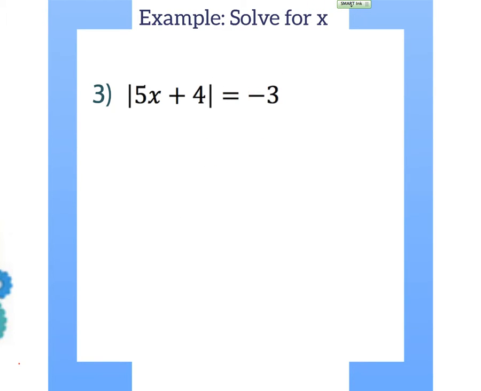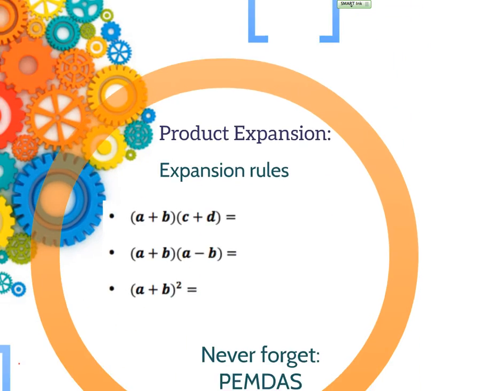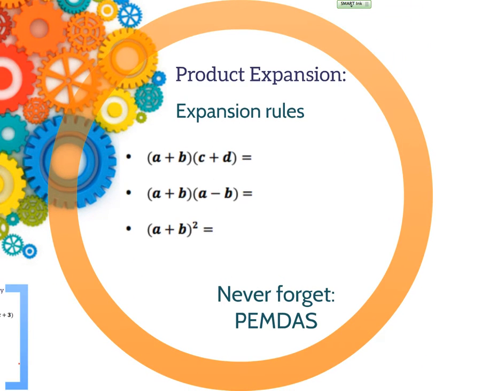Any absolute value questions? Because we're going to move to product expansion next. So product expansion is really just FOIL. You guys remember FOIL? First, outer, inner, last?